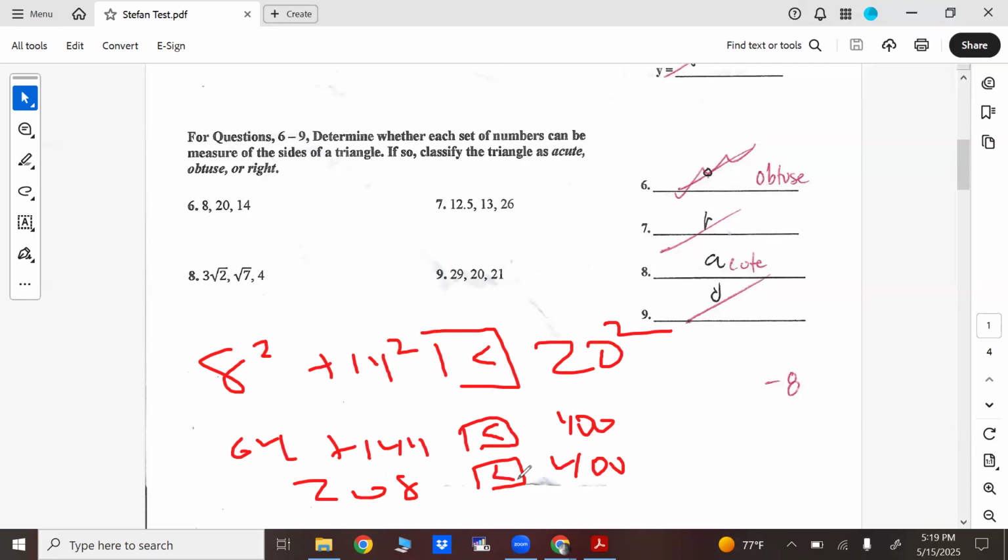Yeah, I think I just need to write out like the right one. I don't think I need to show the work actually. So six is obtuse.